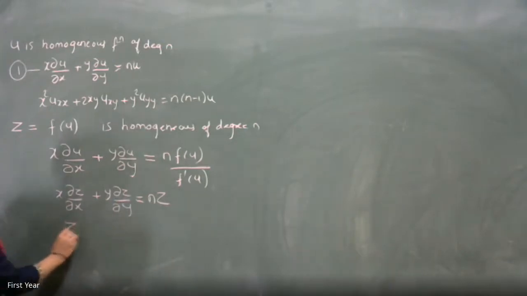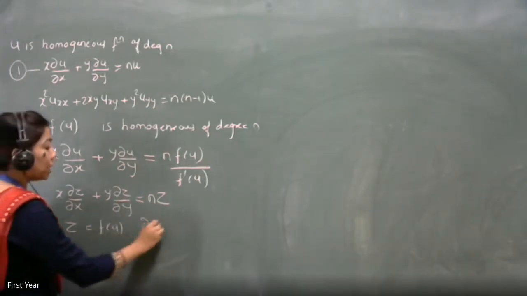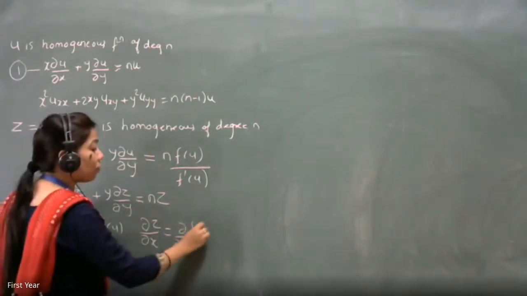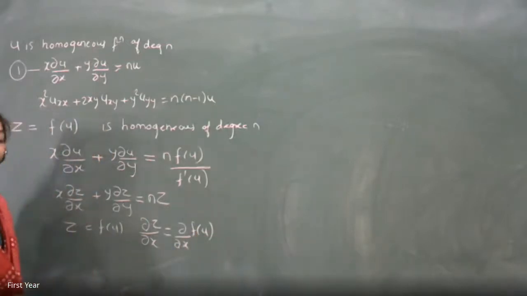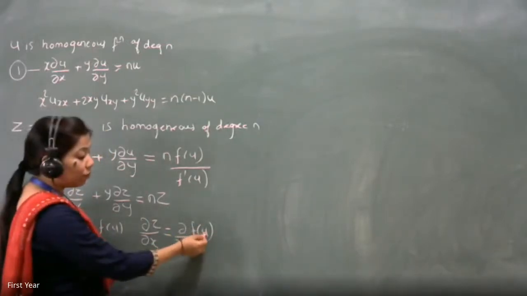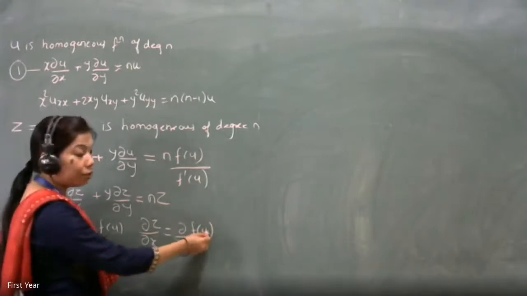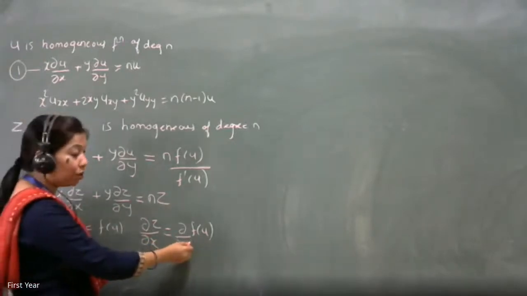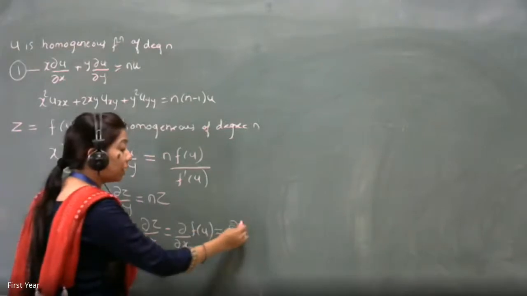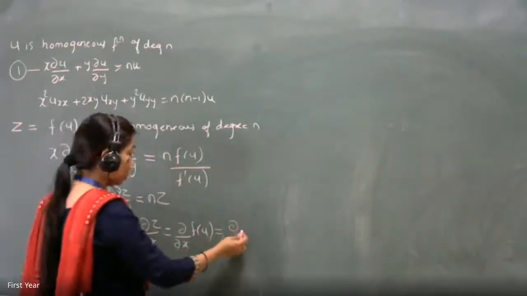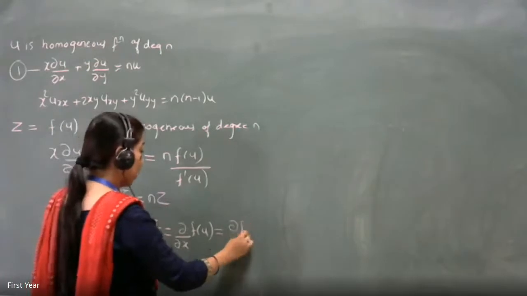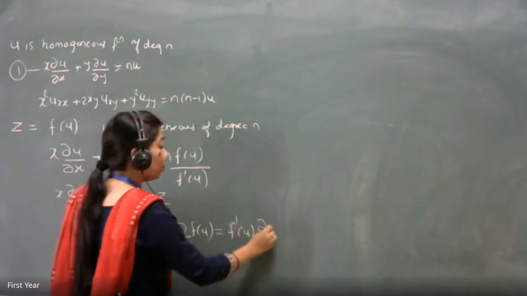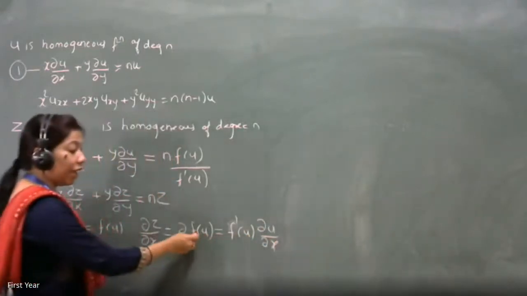Okay, but what is z? Z is f of u. So what will be ∂z/∂x? ∂z/∂x will be ∂/∂x of f of u. That means f is a function of u and u inside has x. Otherwise, this equation does not have any meaning. That's why it will be a chain rule here, function of function. What is it? Your function will become ∂f, that is the derivative of f with respect to x, meaning f dash of u into ∂u/∂x. You are differentiating f with respect to x.